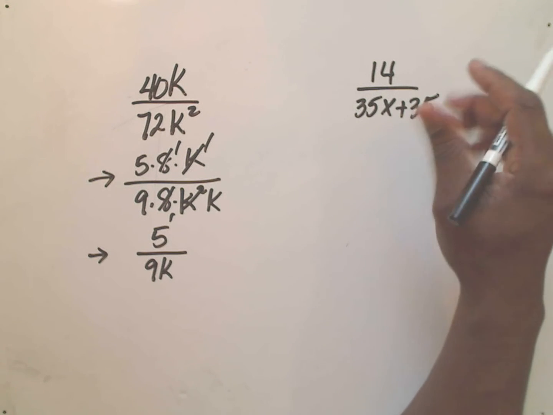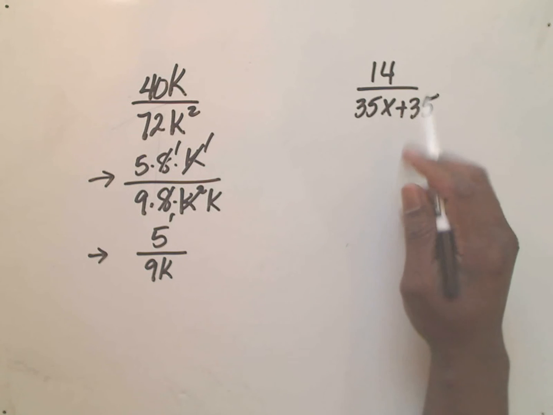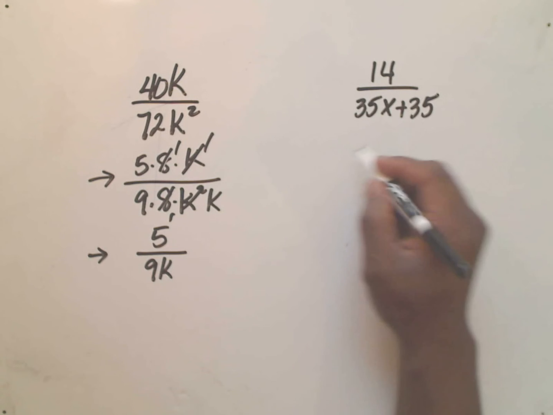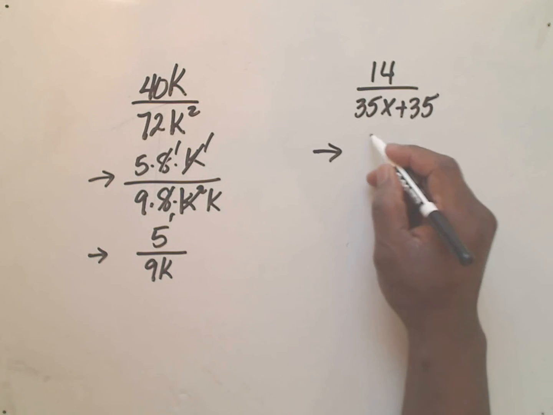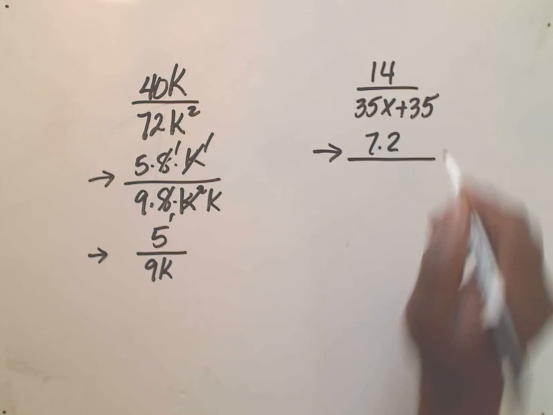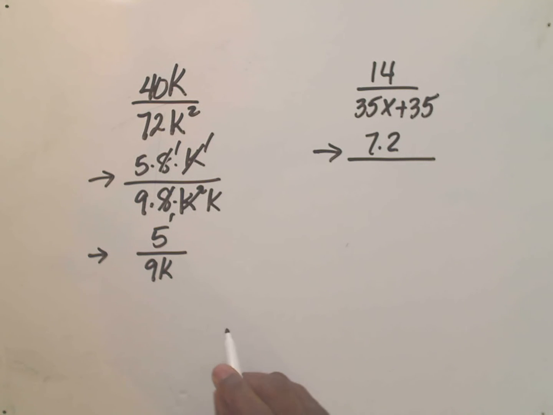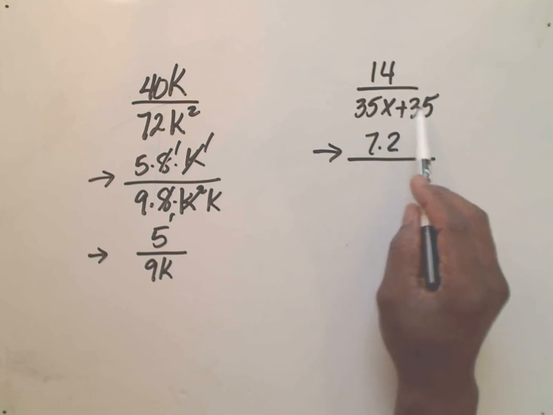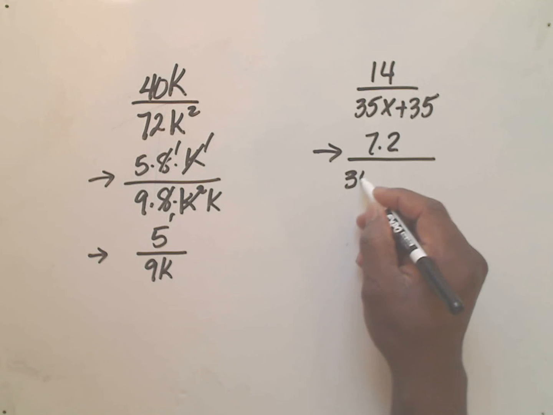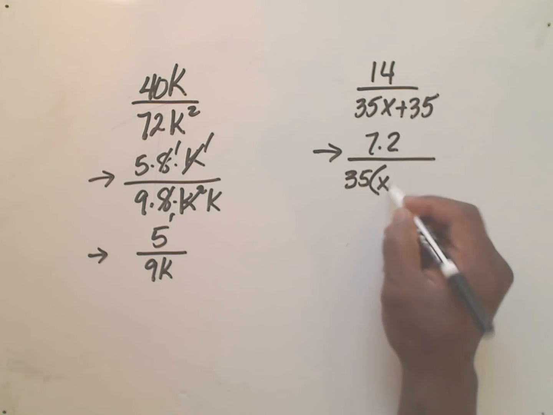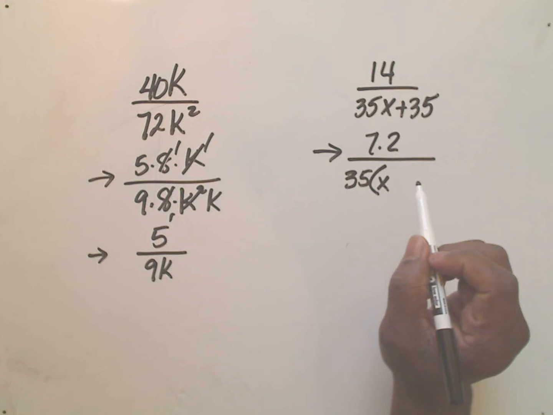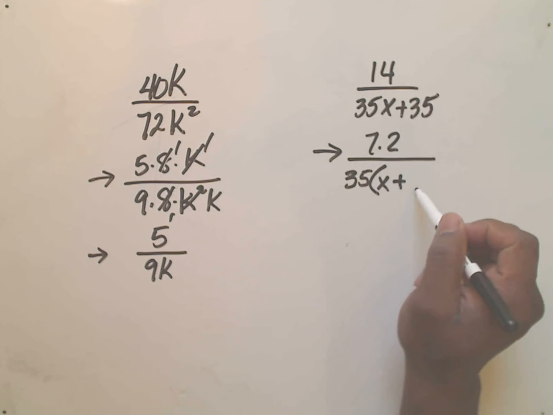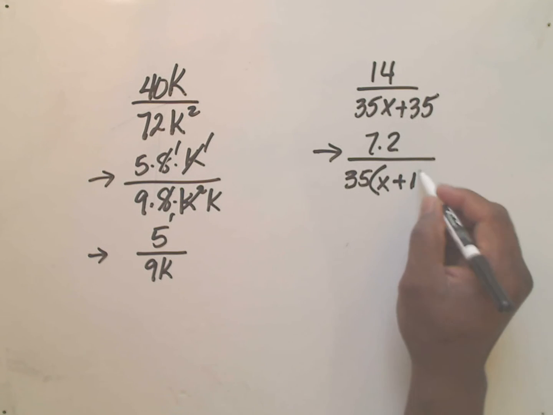For this problem, again, our mission is to simplify. So what do we do? Well, we see if the numerator can be factored, and it just so happens that factoring the numerator is going to help with the denominator in simplifying this. So I'm just going to factor that as 7 times 2. And then for both of these terms here, they have a common 35, so I'll factor out 35 from the first, which will leave me with x. 35 times x gives you 35x, plus 35 times 1 would give you 35.